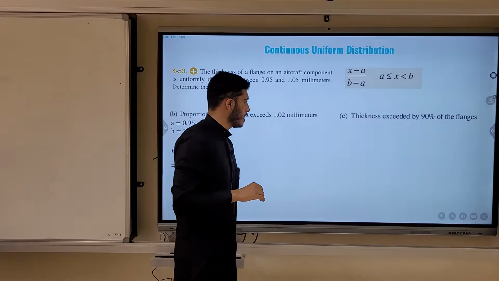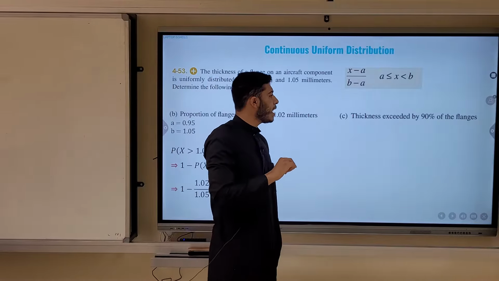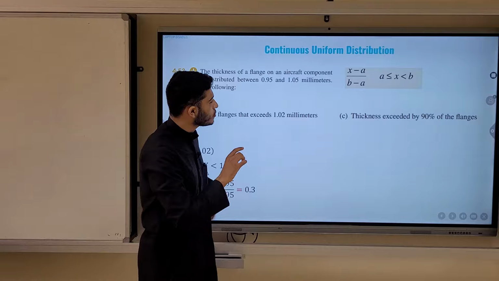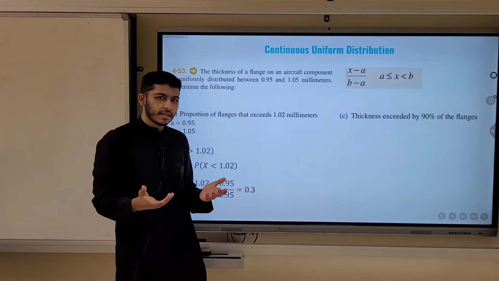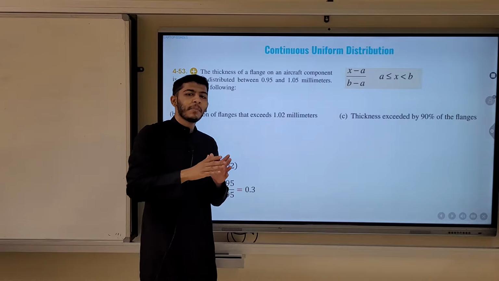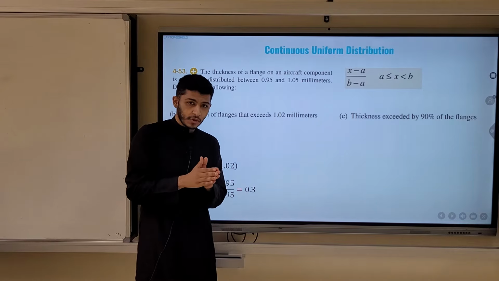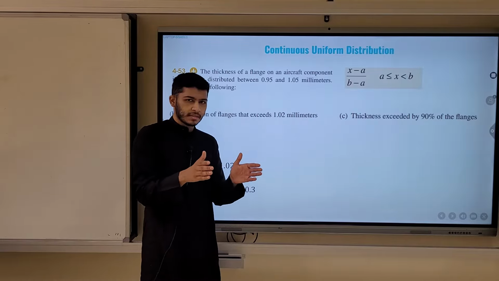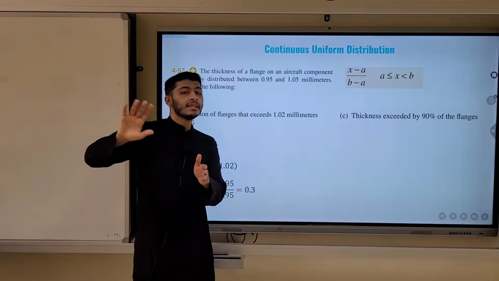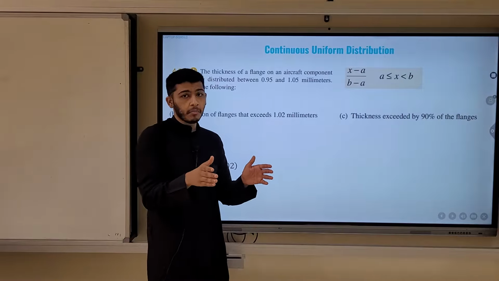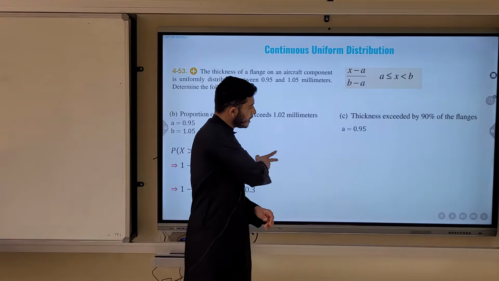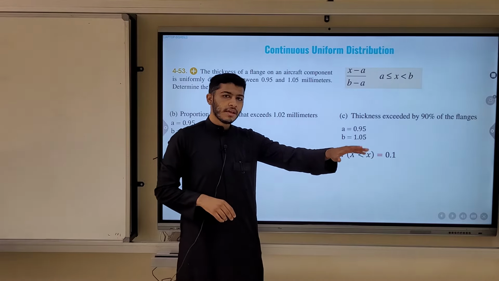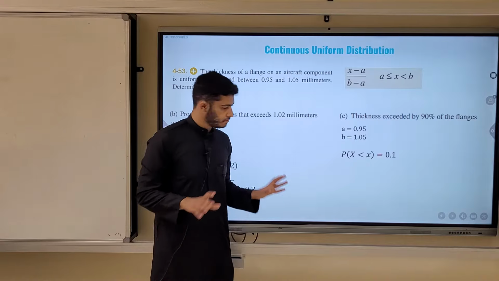Now, next question. The thickness exceeded by 90% of the flanges. Okay. So here it wants the thickness for these flanges that are exceeded by 90%. So 90% of the thicknesses exceeding it. I want the bottom 10% because 90% are better than it, exceeded it. The remaining is going to be the bottom 10%. So I want to find, of course, A and B, I want to find this expression. If it's exceeded by 90%, then it's going to be the bottom 10%. Okay? Hopefully it is clear.